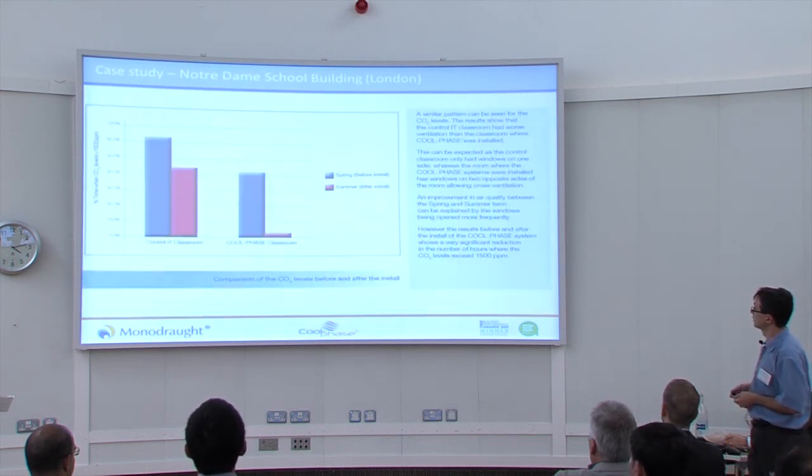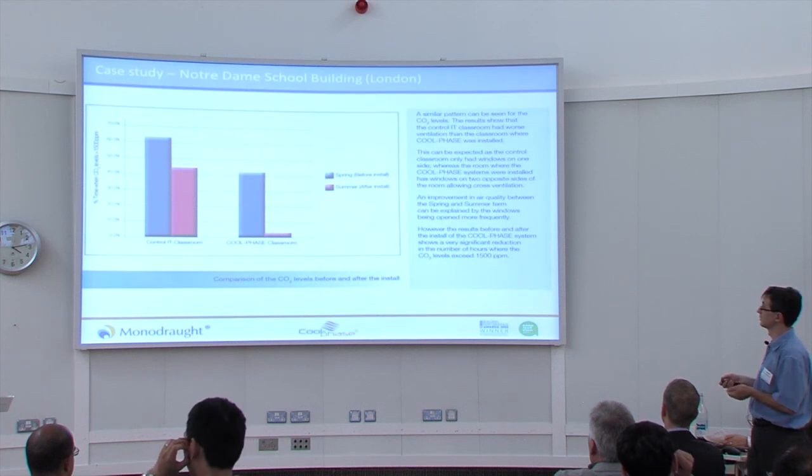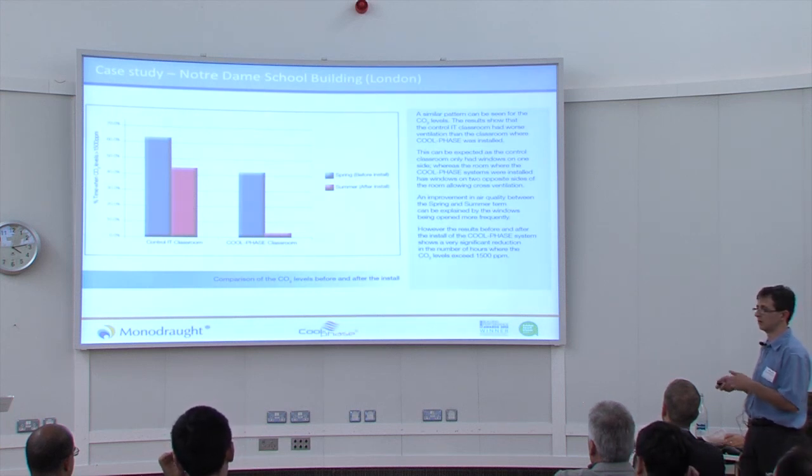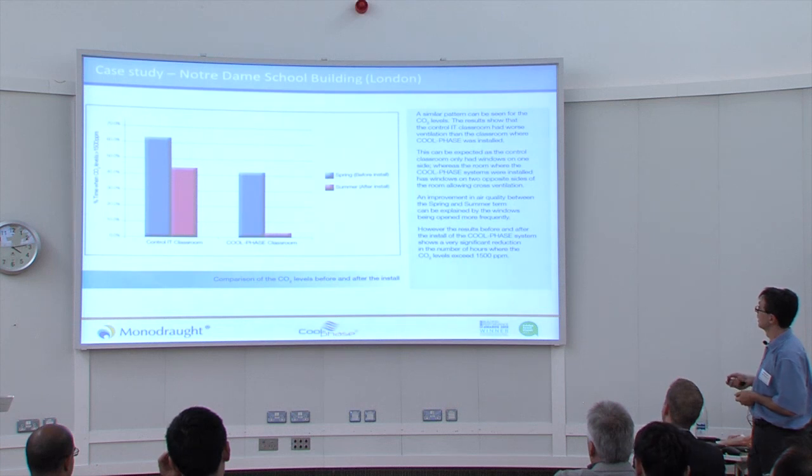Looking at carbon dioxide levels, again, before it was based on natural ventilation, so they could just open windows and the cooling was made with the air conditioning unit. Then our system introduced good ventilation, and also the carbon dioxide levels dropped significantly.